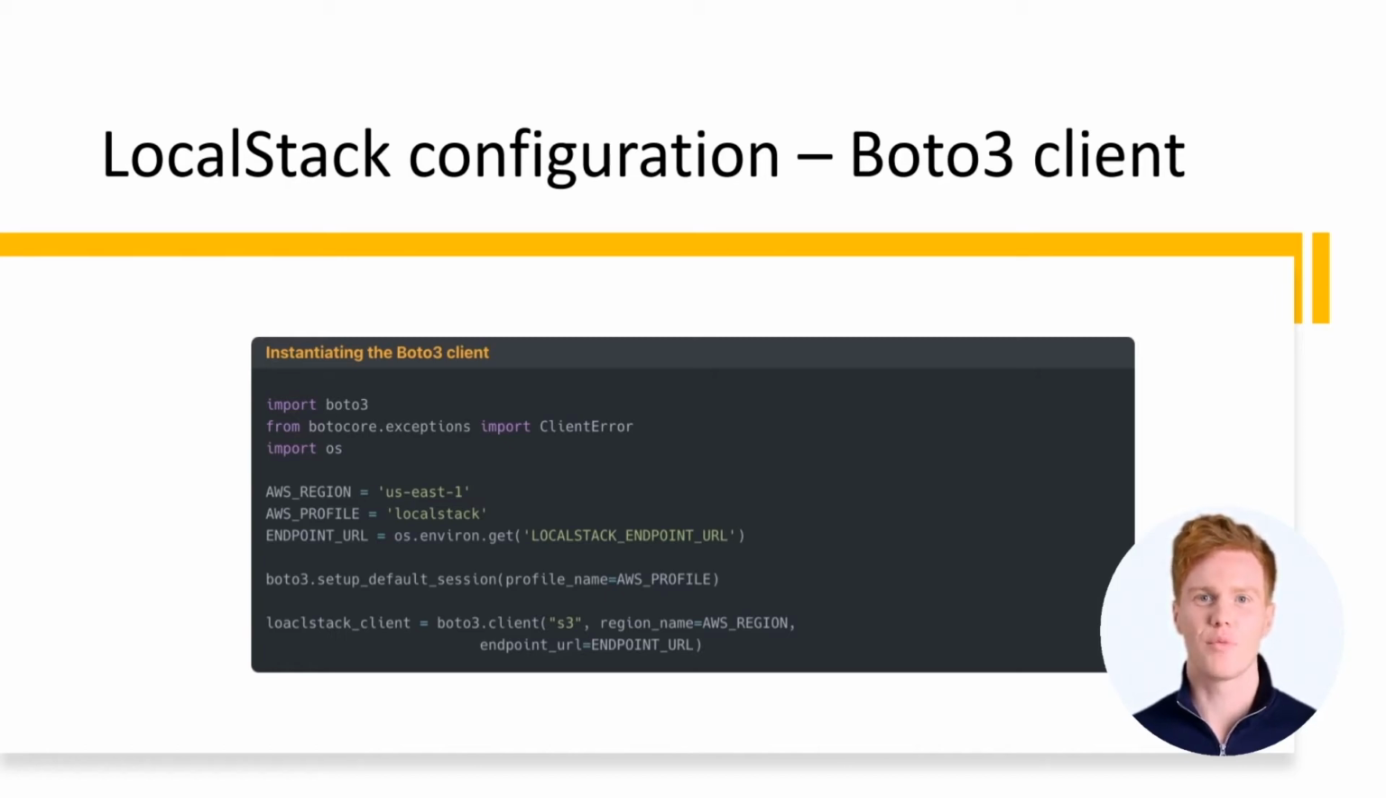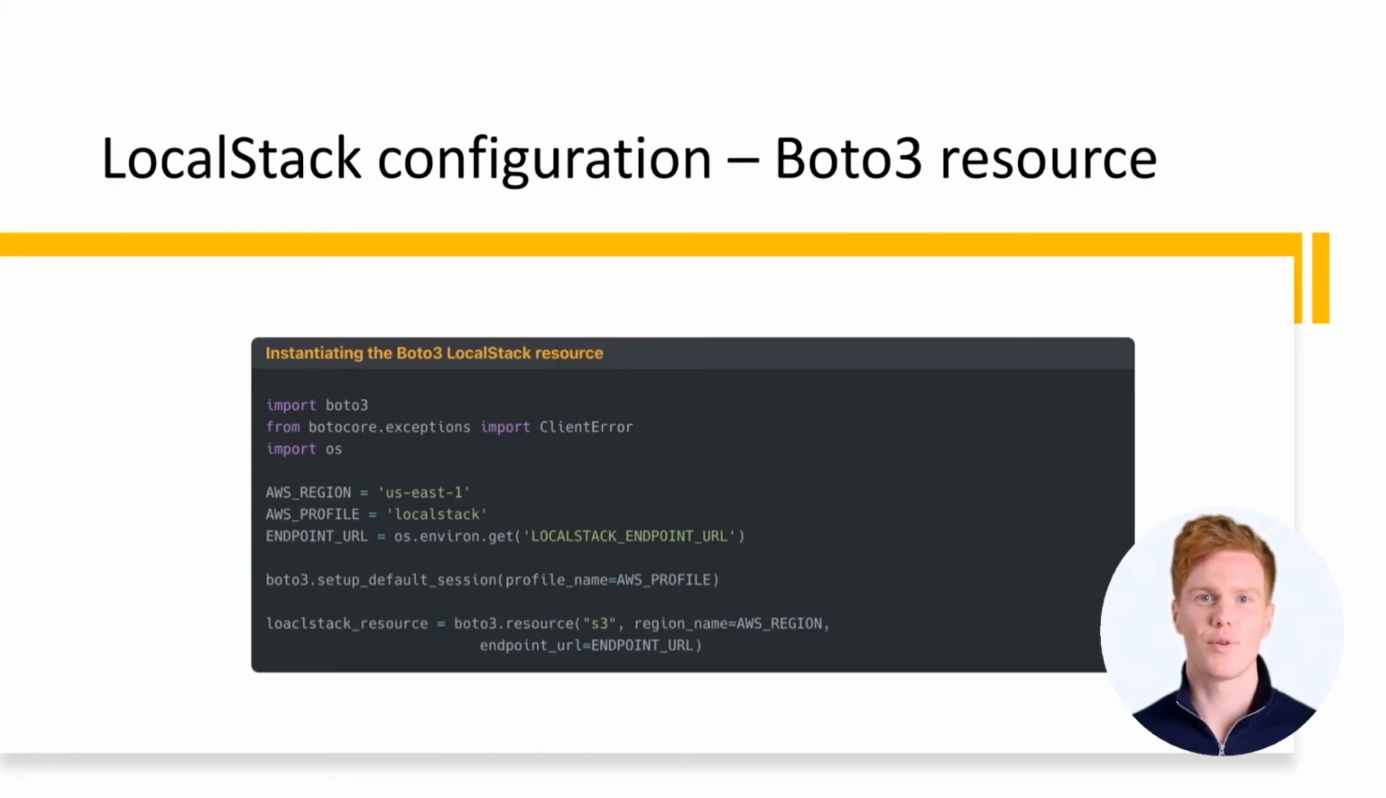In this example, we're configuring the Boto3 library default session to use the LocalStack AWS CLI profile and adding the endpoint URL to the Boto3 S3 client to point it to the LocalStack Docker container. The Boto3 resource allows you to use LocalStack AWS services in a higher-level object-oriented way. For more information on the topic, check out the quick intro to Boto3 clients and resources video. Similar to the Boto3 client, you can instantiate the Boto3 resource to interact with LocalStack APIs.